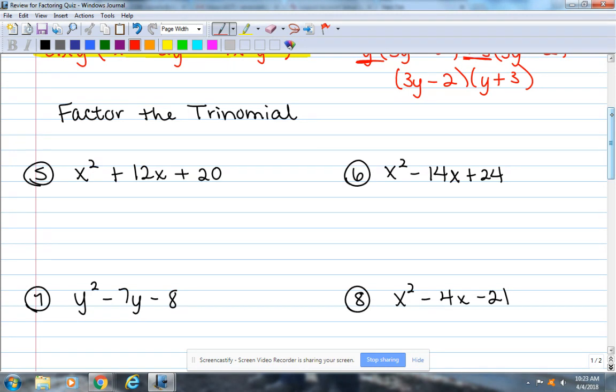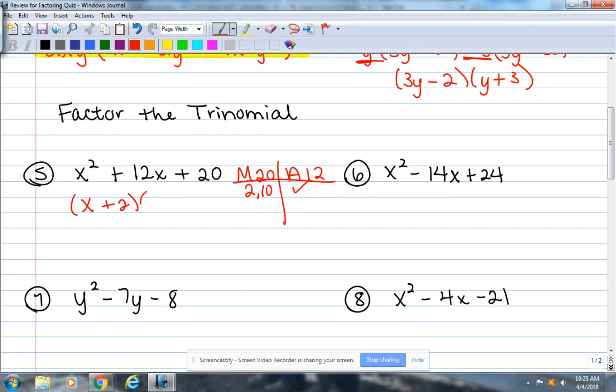All right? So on this one, you need two numbers that multiply to get 20 and add to get what? These are all positive. 2 and 10 will work, won't it? So what are my two factors? How do you write your answer?